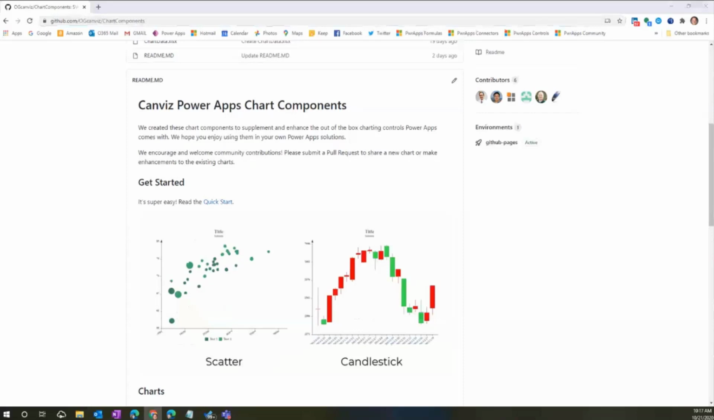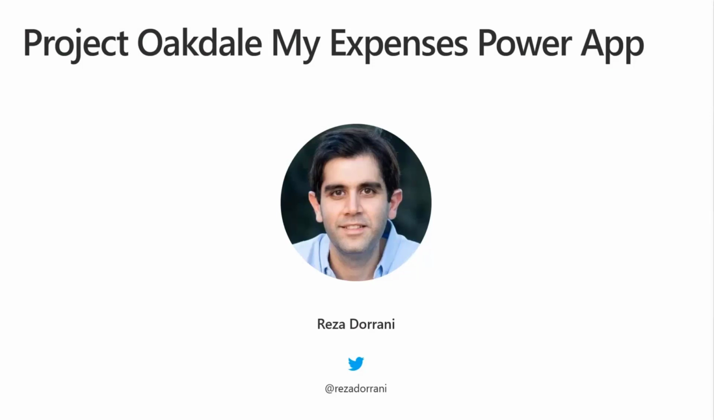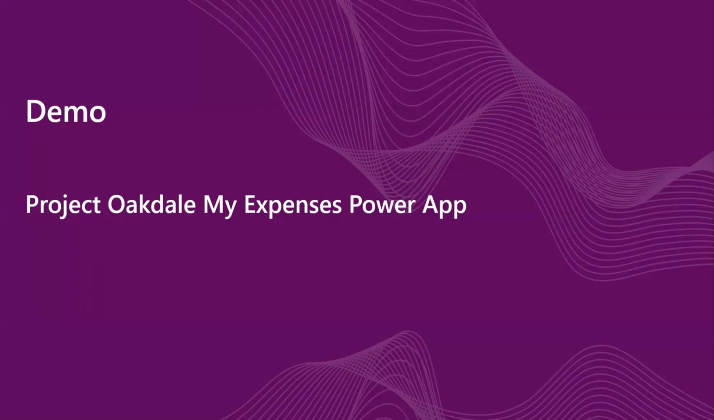Okay, let's move on to the next piece of the puzzle here today. And that is my friend down in Texas, Reza. How are you today? Hello, Todd. I'm doing good. How are you? Awesome. Doing good. So you're going to talk to us about the Project Oakdale My Expenses Power app today. And I'm lucky I got to see this before, so I can't wait to see what new things you may have added to it since the first time I saw it. So I'll let you take it away from here and show us what you built.